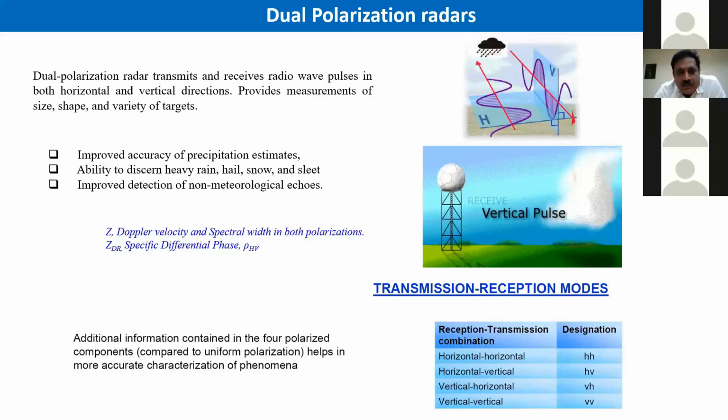And also you can identify different types of hydrometeors, whether it is a solid hydrometeor or a liquid hydrometeor, whether it's heavy rain, hail, snow, sleet, or light rain. All these things we can identify. We know what type of hydrometeor it is. And the other advantage is you can retrieve the raindrop size distribution with the dual polarization radar technique. So these are the additional advantages that normally you don't have with a single polarization radar.